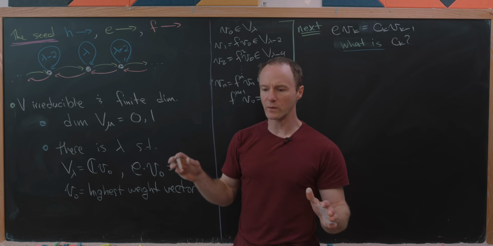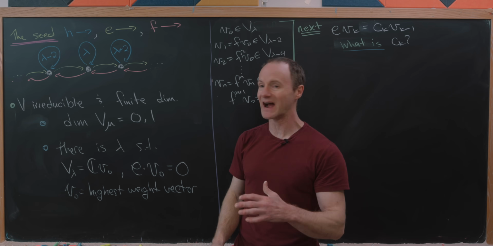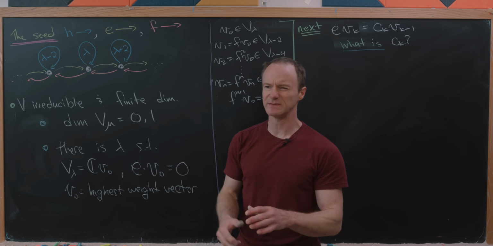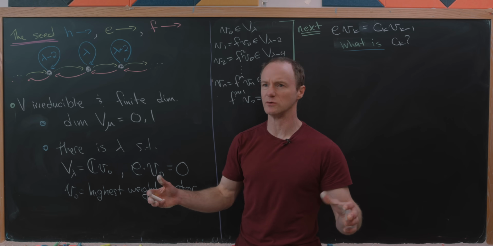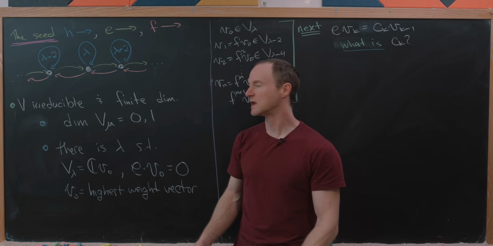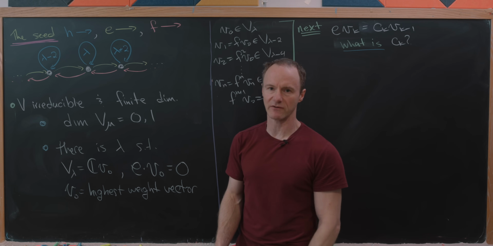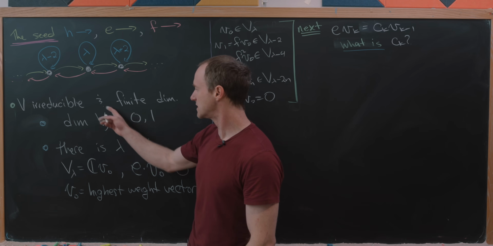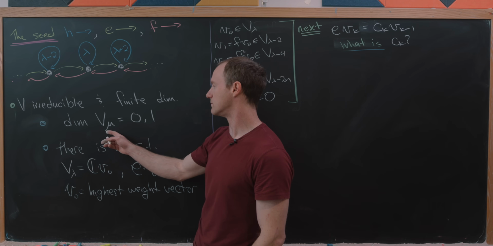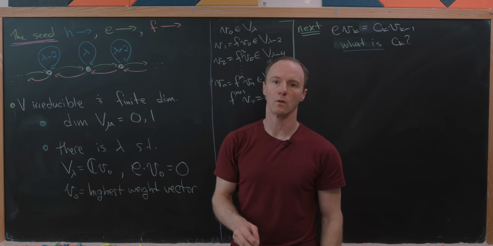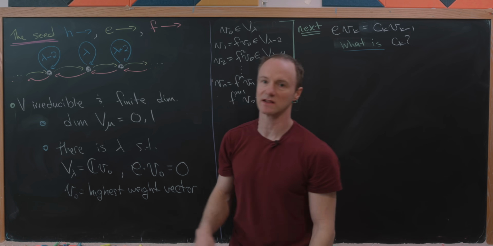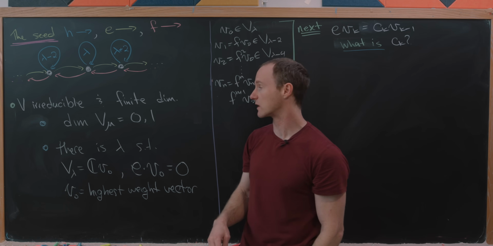But then recall that we want to look at irreducible and finite dimensional modules or representations. Irreducible just means that we can't break them into smaller pieces. And finite dimensional just to keep everything a little simpler. And so that means that the dimension of any of these V mu has to be 0 or 1. So if it's two-dimensional, then we'll have these two disjoint lines here, and it'll no longer be irreducible.